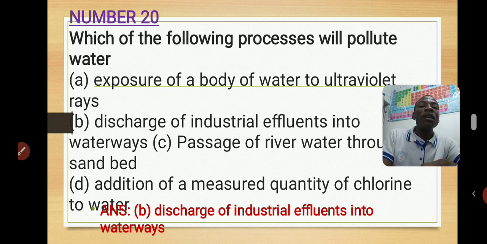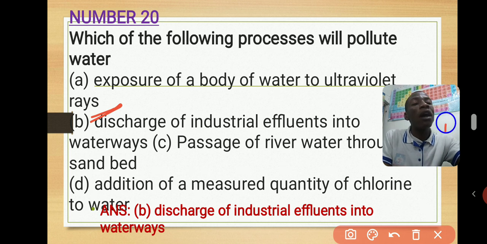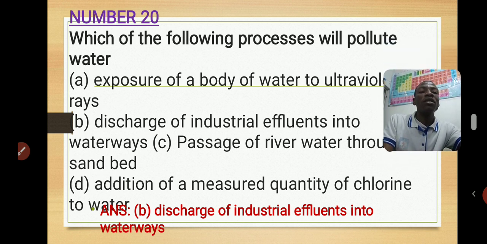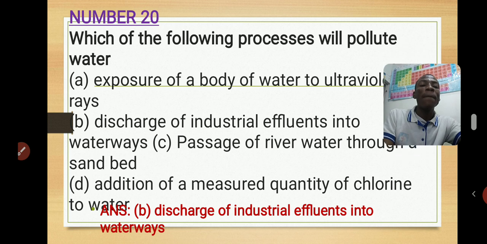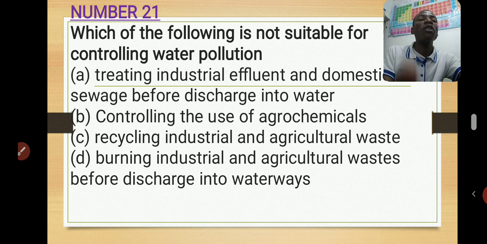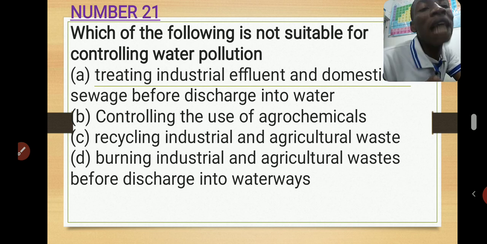Number 20. Which of the following processes will pollute water bodies? And we know that the answer will be option B, discharge of industrial effluents. Remember our causes of water pollution. I gave you a mnemonic, RICT. The idea is industrial and agricultural waste. So the answer there is option B. Option B is the one that causes water pollution.